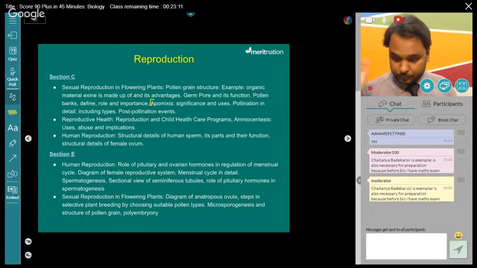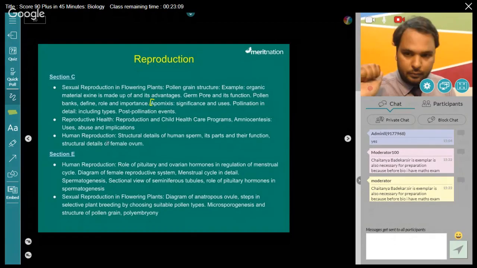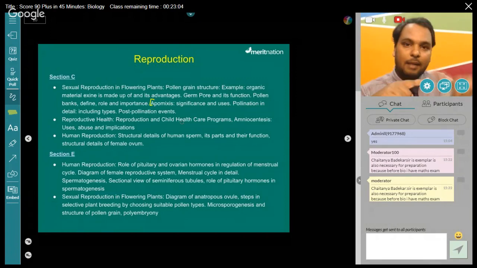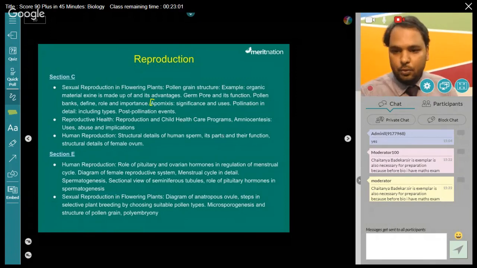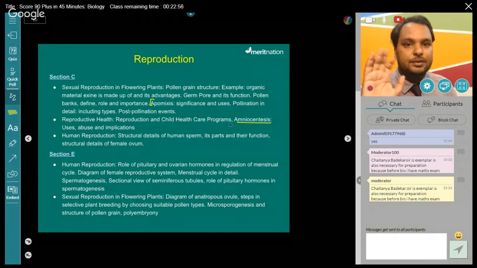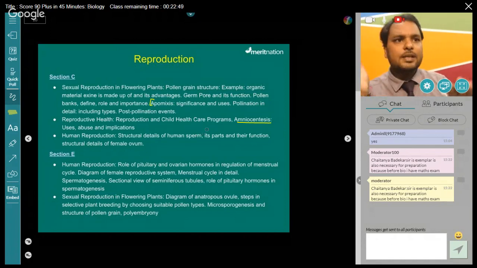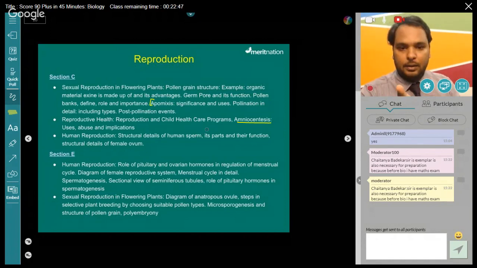Okay, right. Next is reproductive health, and the reproduction and child healthcare program. From here there can be a 4-mark question. So don't rule it out. Amniocentesis, a question will always be there. Drug abuse, implications, all these things. A question can be there in your section D, that is 4 marks. Okay. There's also one question on MTP, which is also related to amniocentesis. What are their advantages? What are their disadvantages? Why is there MTP in India? So do understand those questions.